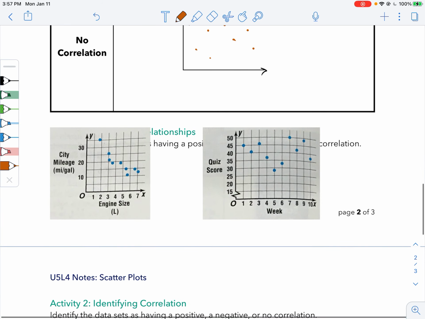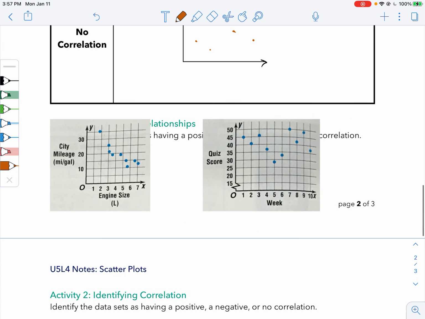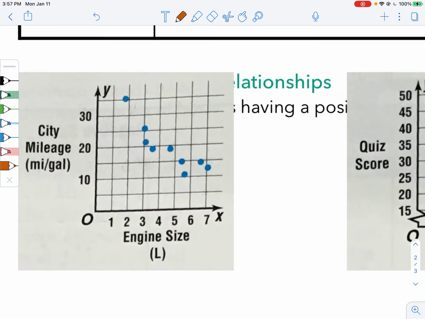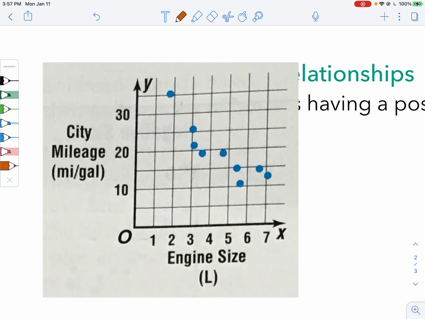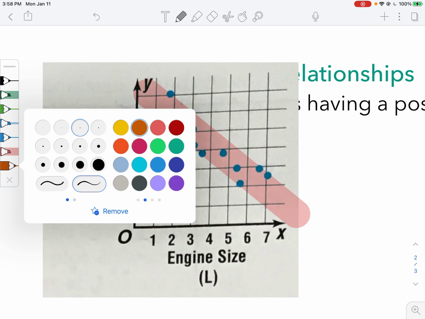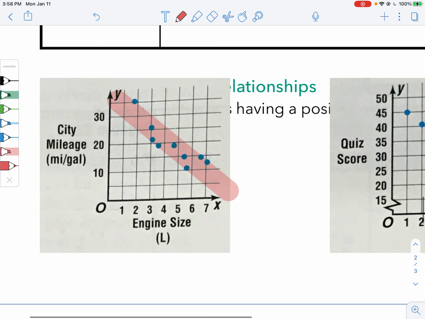So let's look at this relationship. We're going to classify them as having high, negative, low, or no correlation. Positive, high, negative, low, whatever. So here, let's look at the direction. The direction that they're trending is they're trending down, and they're all pretty close to each other. So I would say that this is negative, and it's a high correlation. It's a strong correlation. It's negative and it's high.